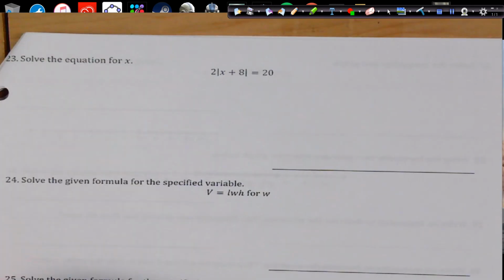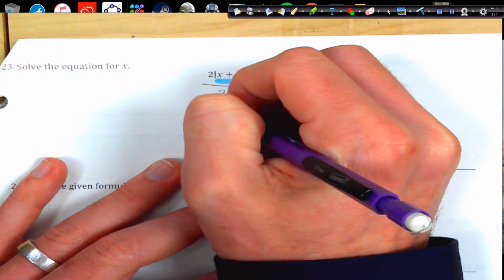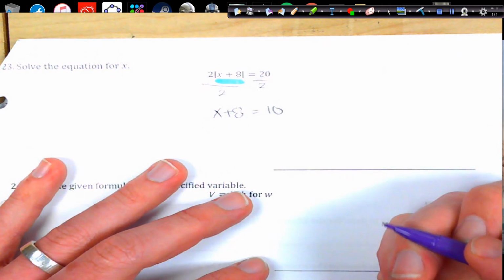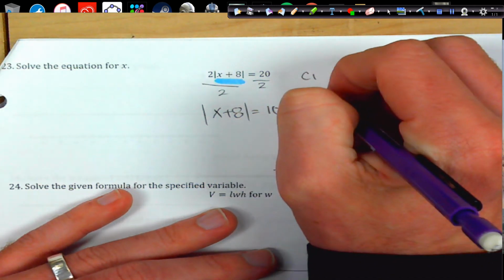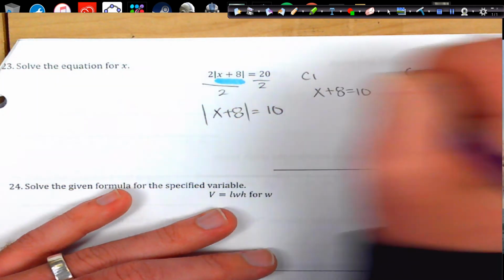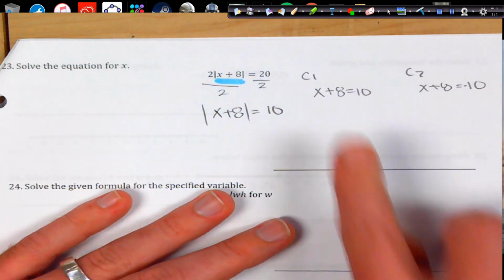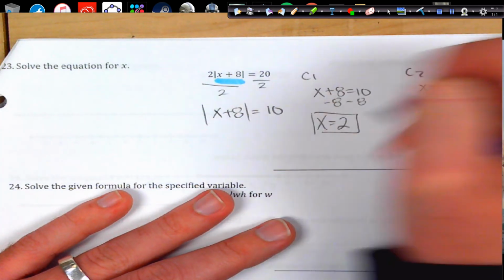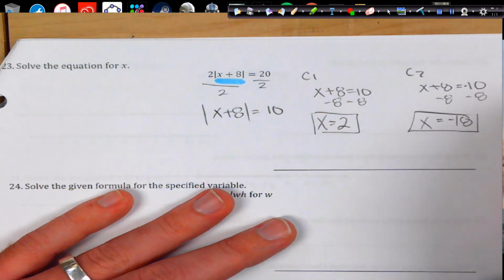All right, now this one gets a little bit trickier because this is not alone. So to find it, I need to divide everything by 2 first. So then I get the absolute value of x plus 8 equals 10. And now I can do case 1 and case 2. Case 1, write it the exact same. Case 2, we change that 10 to be negative. So subtract 8 from both sides, x equals 2. Subtract 8 from both sides, now we're subtracting 8 from a -10, we get -18.